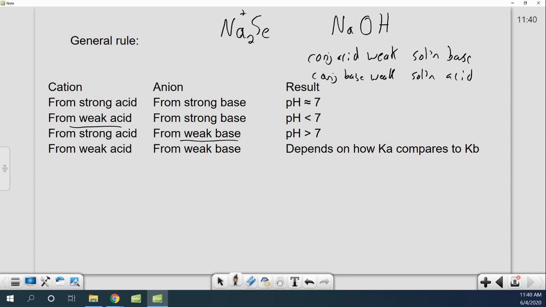The only time it gets real tricky is if both come from weak acids and weak bases. Then you've got to actually take your chart out and look at Ka and Kb and figure out, okay, what is stronger, the acid or the base? And that'll tell you, like, if the acid is stronger, it has a weaker conjugate base. So if the conjugate base is weaker, the whole thing should end up being slightly acidic.